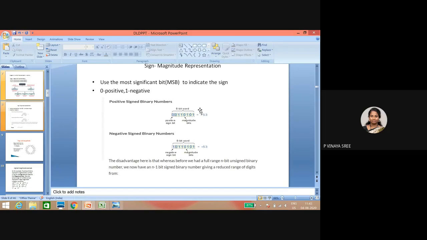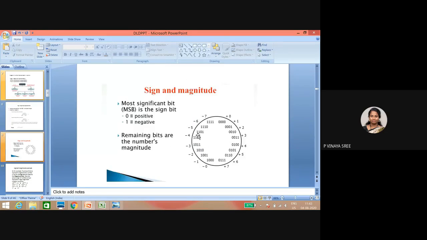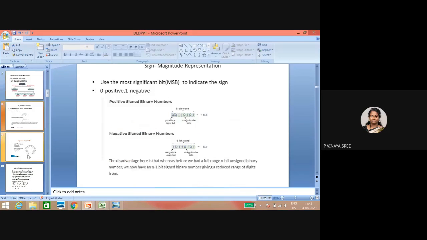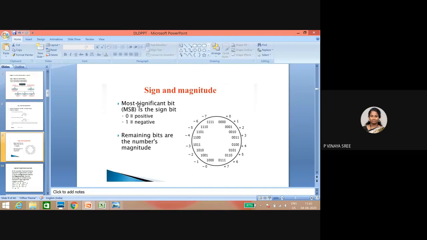In this way, here we are using 8 bits. Further, the 8 bits you can divide into 7 bits for representing magnitude and 1 bit for representing the sign bit. Range is very important in every negative representation: sign magnitude, 1's complement, 2's complement. Here in sign and magnitude representation, as we just discussed, 0 is for positive and 1 is for negative, and the remaining bits are used for representing magnitude.